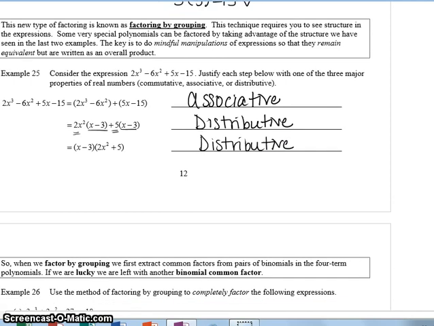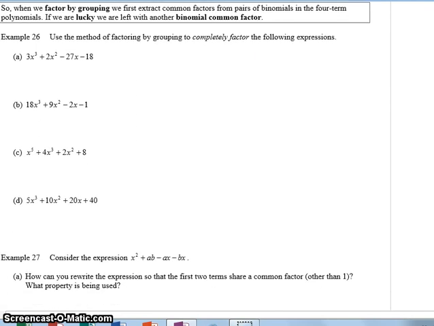All right, moving on. So when we factor by grouping, we first extract common factors from pairs of binomials in the four-term polynomial. So one thing you have to know is you're always going to factor by grouping if there's four terms. Okay, so what we started with in example 23 is a little unrealistic. This is what you guys would see on a test or on your quiz.